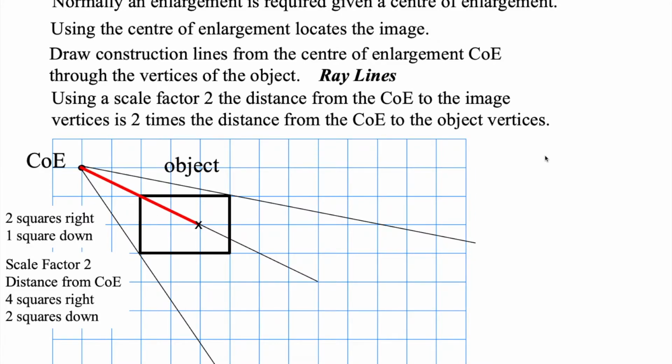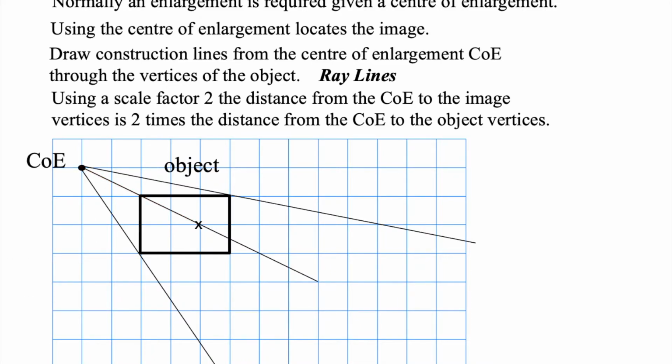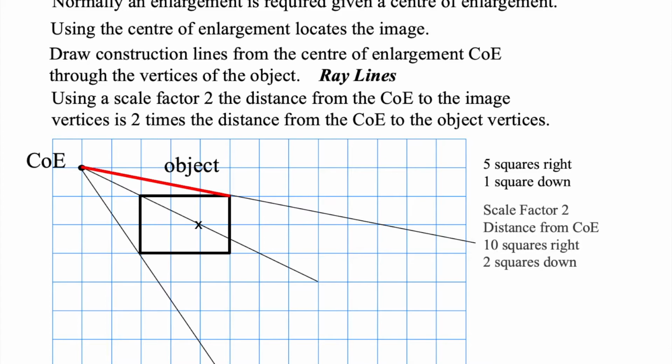Then you do the same for the other points and ask, to get from there to there, how many squares across and how many squares down? 5 and a 1, and then the scale factor is 2, so it becomes 10 squares to the right and 2 squares down, literally doubling what you did in the first phase. You said 5 and a 1, double that, that's 10 and a 2. You get your next point.